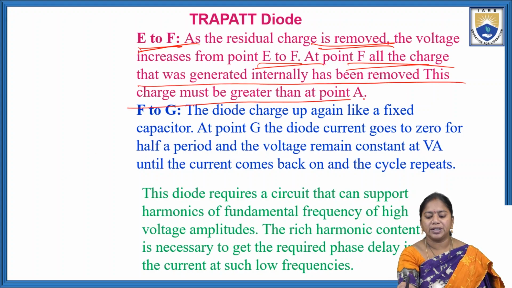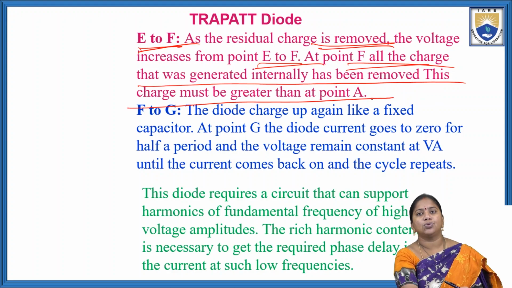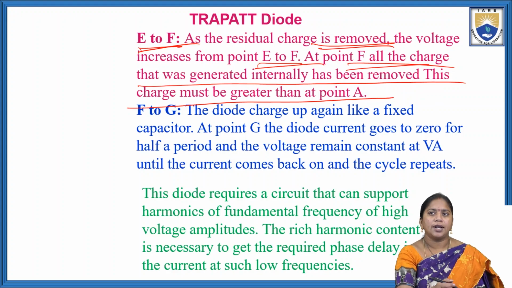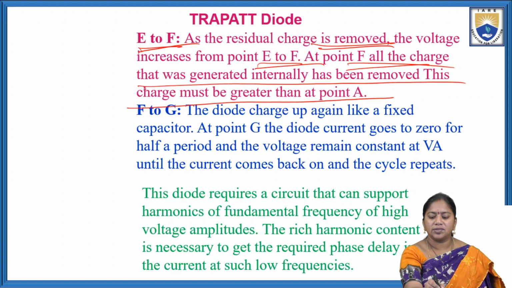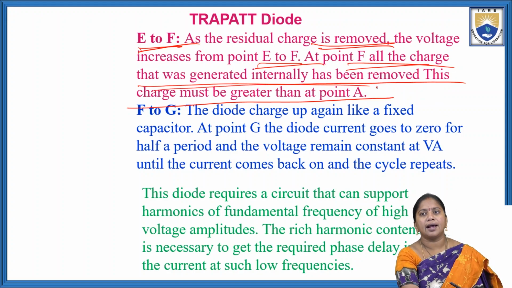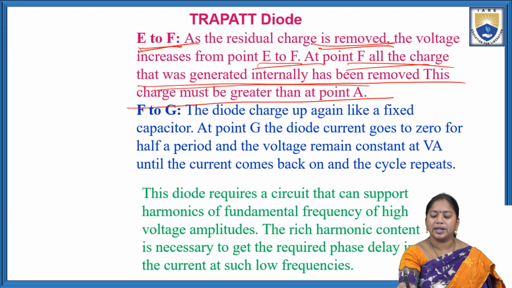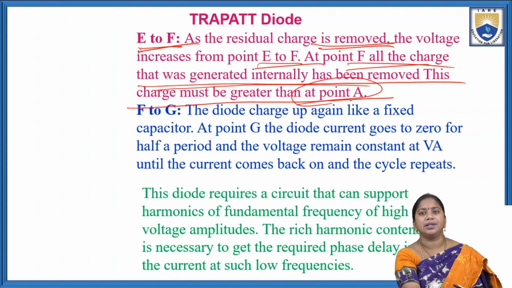This charge must be greater than at point A. So in the E to F region, the residual charge is removed and the voltage will be increased from point E to F. At point F, all the charges that were generated internally have been removed. This charge must be greater compared to the point A.